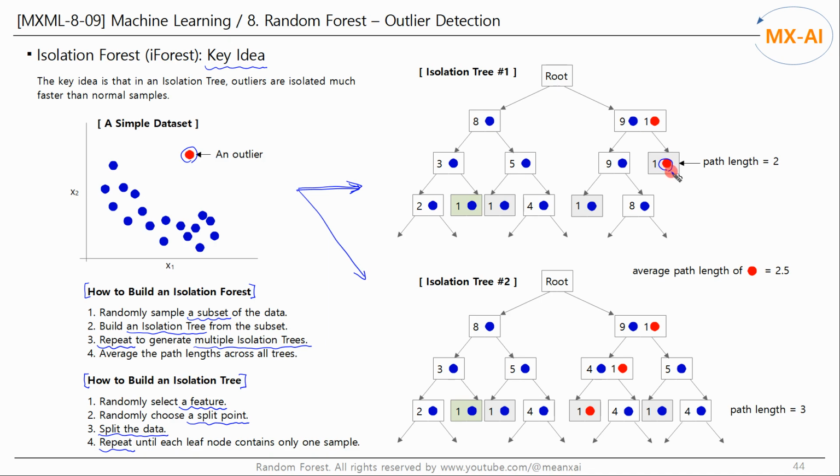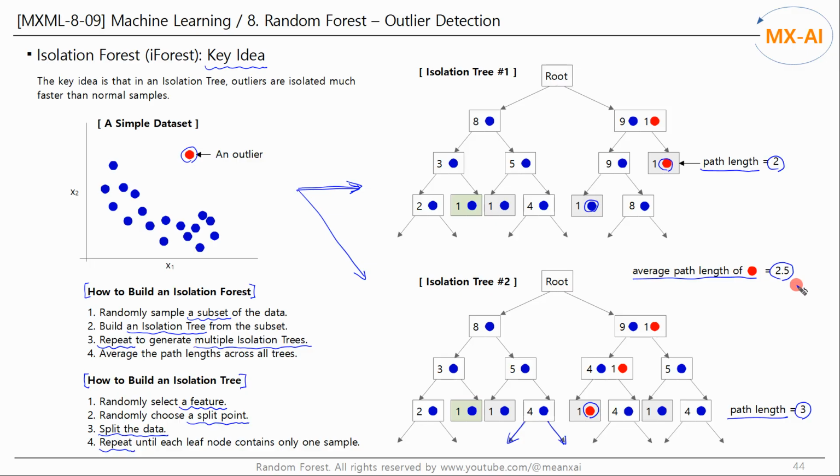Notice that the red outlier tends to appear near the top of each tree, while the blue normal samples tend to appear much deeper in the trees. In the first tree, the path length of the red sample is 2. In the second tree, its path length is 3. Therefore, the average path length of the red sample in this forest is 2.5. In other words, the shorter the average path length, the more likely the sample is to be an outlier.